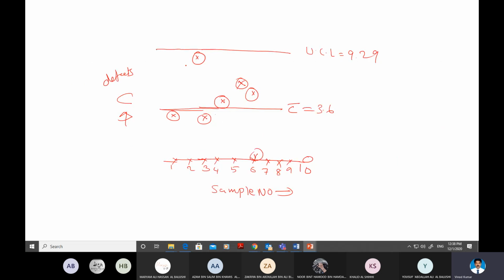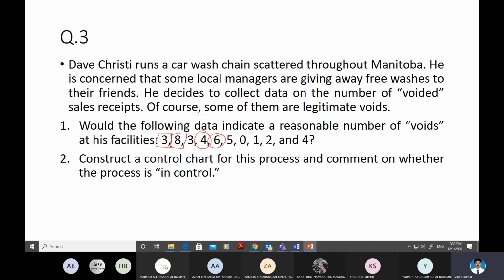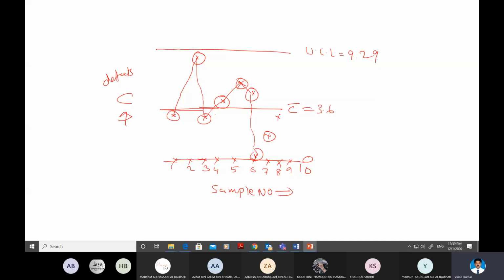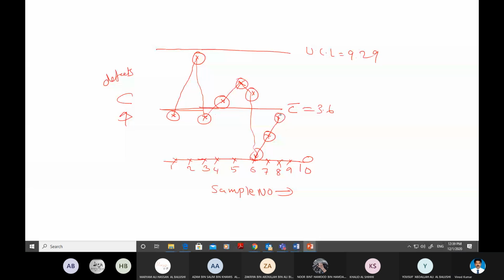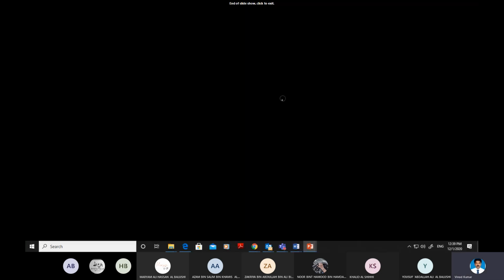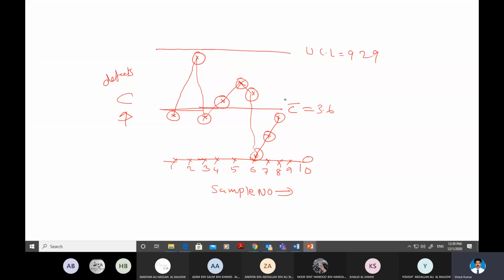So finally, you need to join all of them like this. Afterwards 0, then next is 1, then 2 here. So you can join all of them. And 4. 4 is somewhere here. So what is the interpretation?